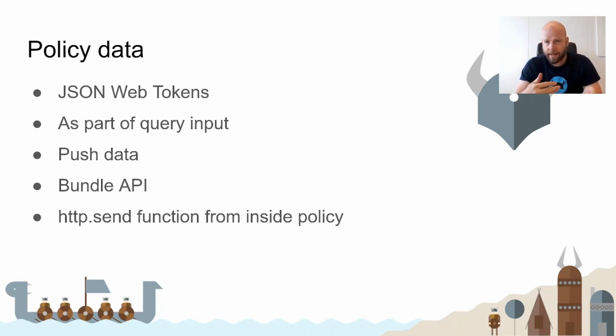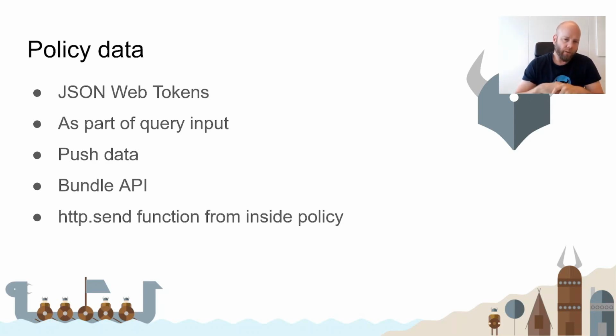And this data can be provided in many forms. It can either be provided as a JSON web token as part of the request, or when you query OPA for a decision, you can just provide data as part of the input. So you say, I have a user here, and he or she has these roles. Should this request be allowed?